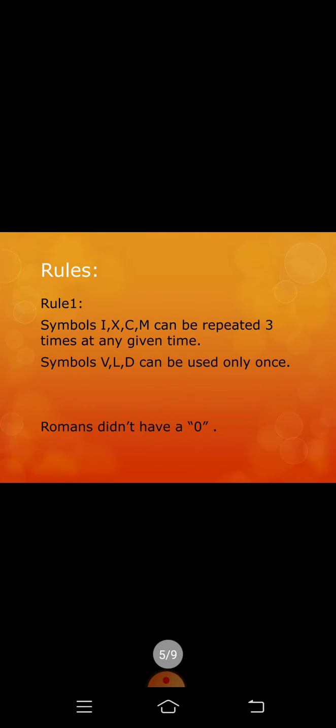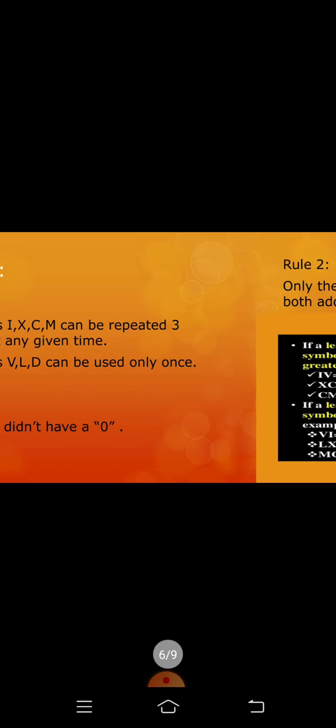First rule: the symbols I, X, C, M are never repeated 3 times at a given time. Symbols V, L, D can be used only once. Romans didn't have a zero in it.